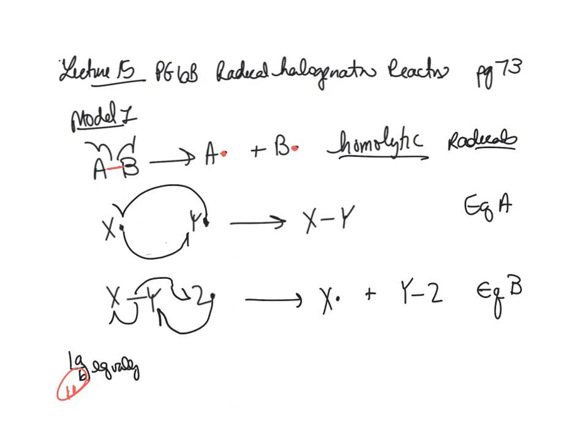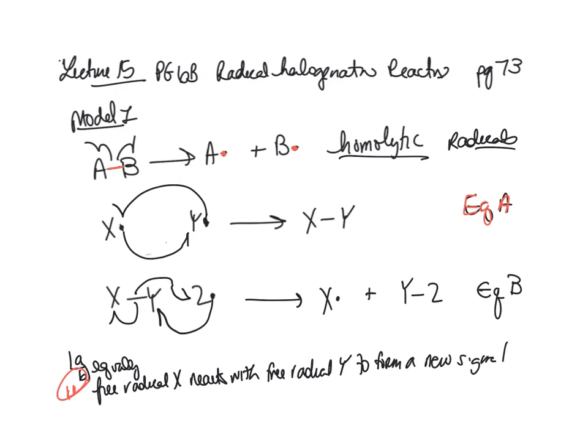Okay, 1B. Once a radical is formed, it can quickly react to form another bond. Describe how bonds are formed in equation A. All right, so let's describe this. I would write: the free radical X reacts with free radical Y to form a new sigma bond between X and Y. Okay, so that's a new sigma covalent bond.